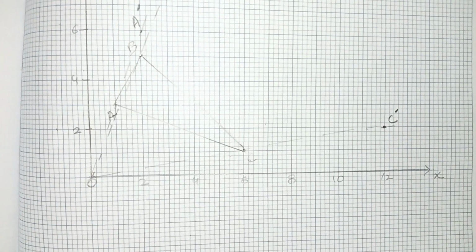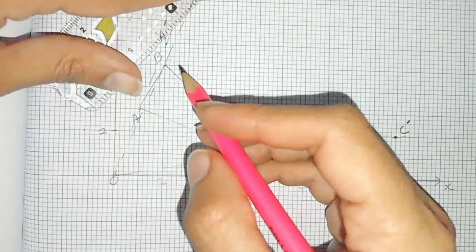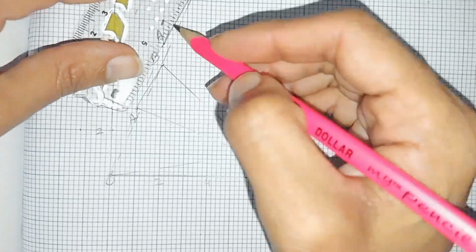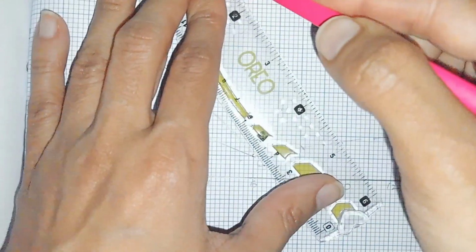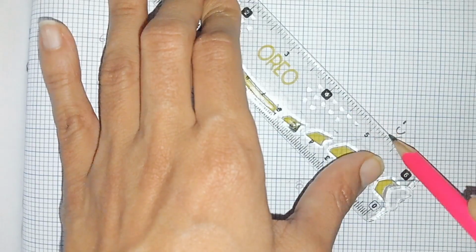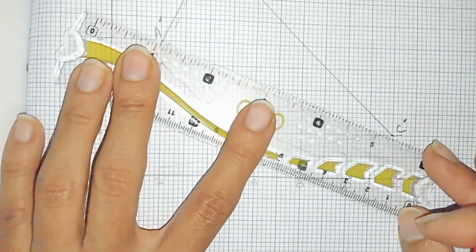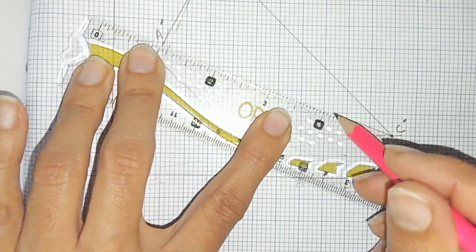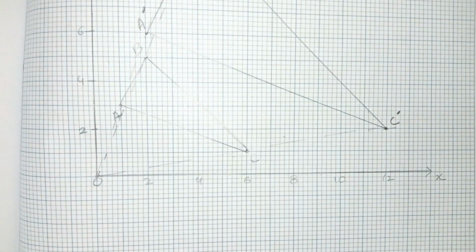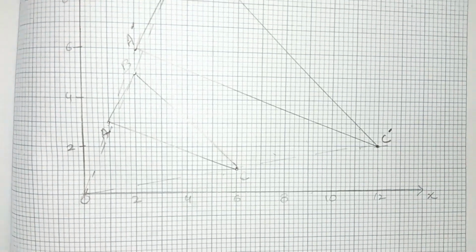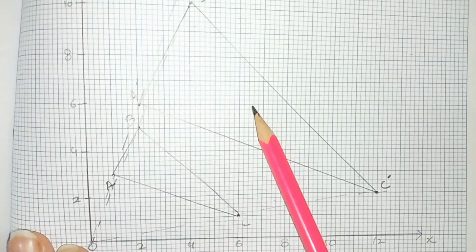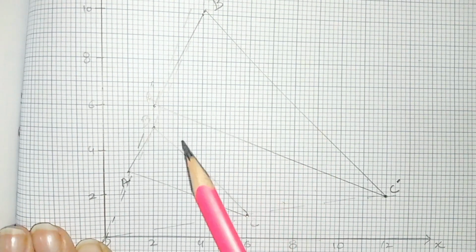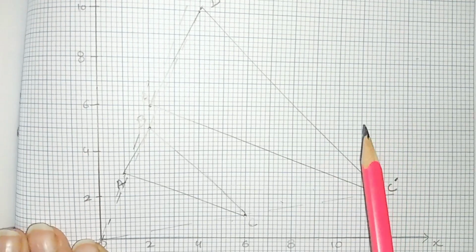Now we have to join these points, A with A prime. And now students, this is the image of this triangle, and we have to draw it in this question, and question number 11 part A is solved.